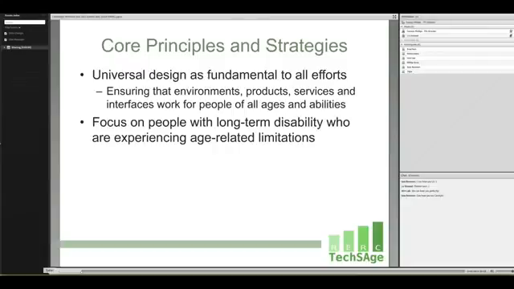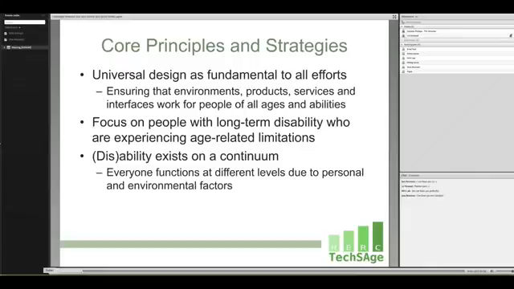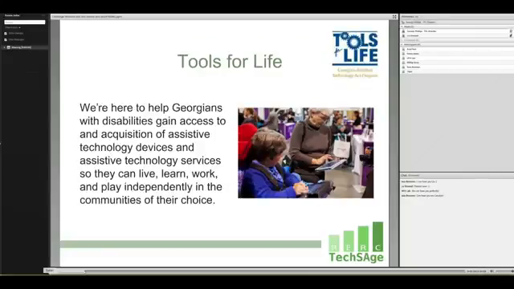It's focused on people with long-term disability who are experiencing age-related limitations. So it's not people aging into disabilities, it's people with disabilities who are aging. Disability, and the focus here you can see is on ability, exists on a continuum, and that's a very important point. Everyone functions at different levels, we know that, due to personal and environmental factors. You'll hear us talk about this often: it's the environment that can be the disabling factor, and we'll get into more detail about that in the fine details there.